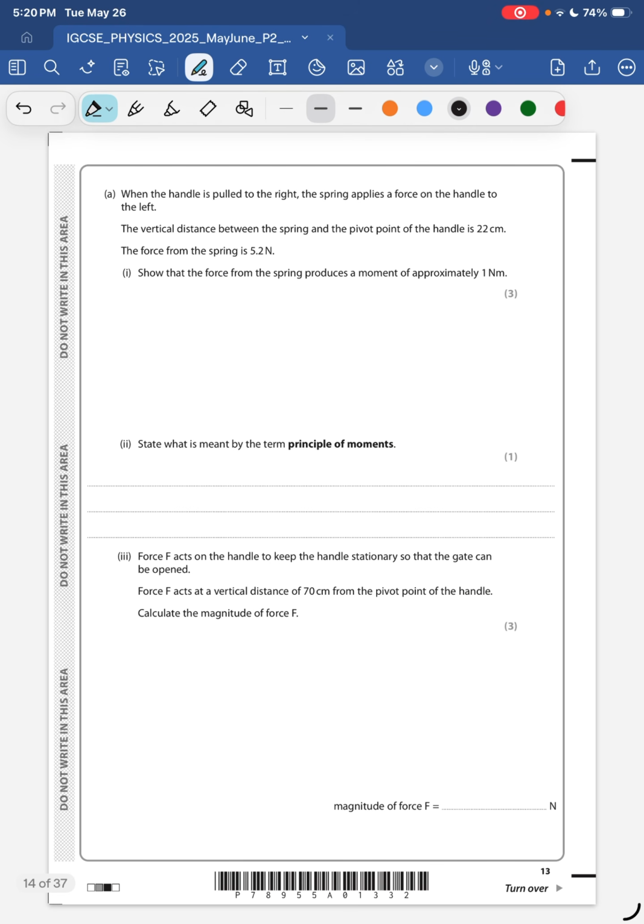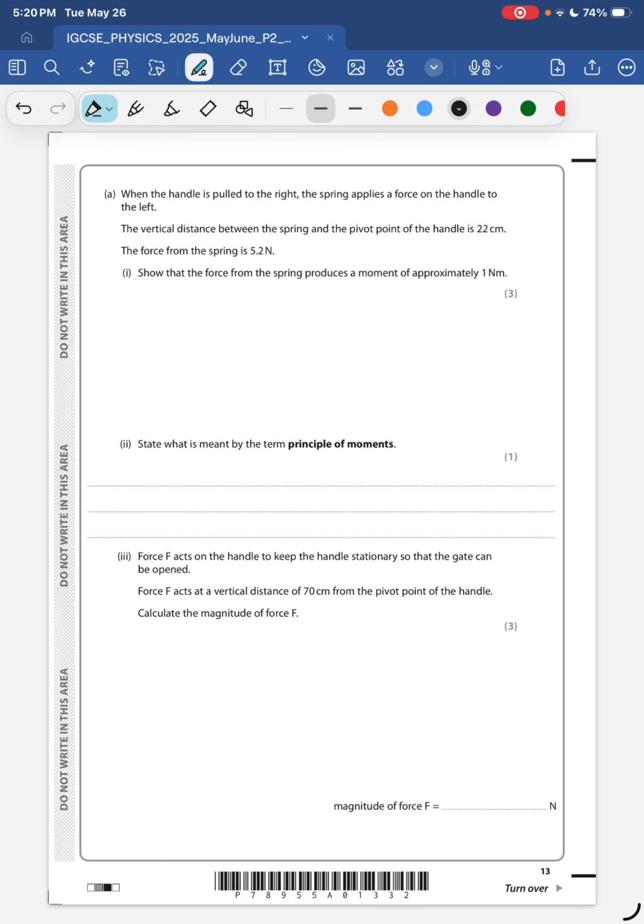Okay, good. Question A: when the handle is pulled to the right, the spring applies a force on the handle to the left. The vertical distance between the spring and the pivot point of the handle is 22 centimeters. The force from the spring is 5.2 newtons. Show that the force from the spring produces a moment of about 1 newton meter.